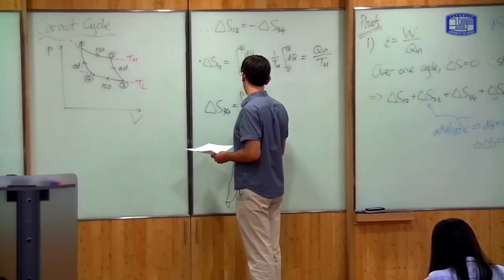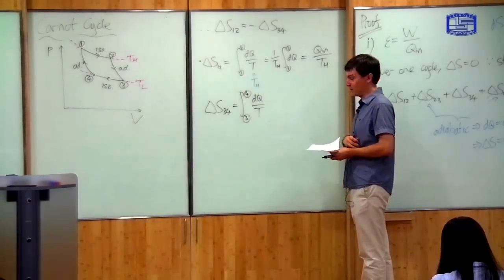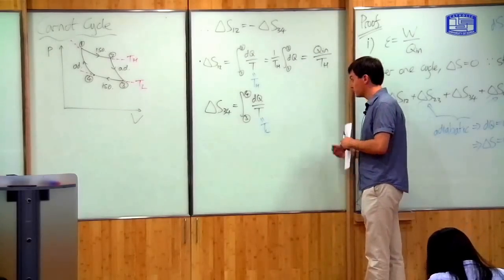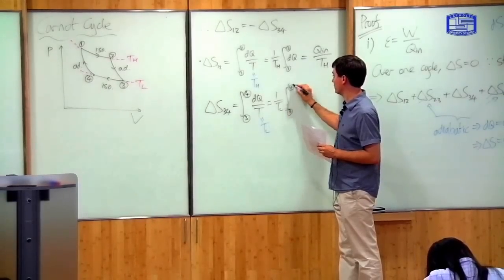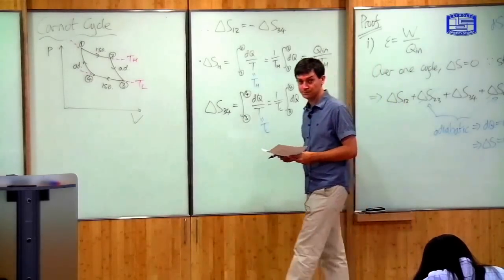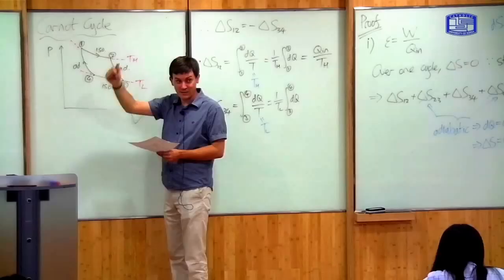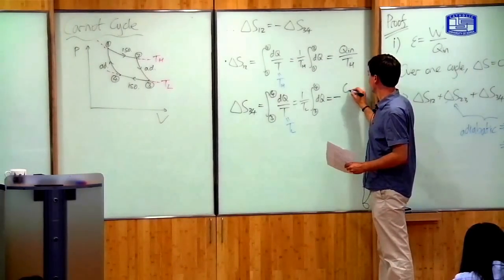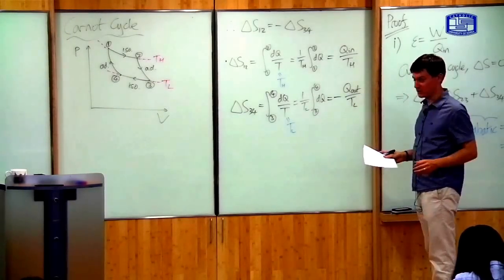As before, it is the integral from 3 to 4 of dq over T. But now we're at the low temperature, so here T is equal to TL, and therefore I can take it out as a constant outside the integral. This is 1 over TL times the integral from 3 to 4 of dq. But as I go from stage 3 to 4, I'm taking heat out of the system. Right? This is an isothermal compression, so I'm taking heat out of the system. Therefore, dq is negative, and this whole thing is equal to minus the heat taken out of the system divided by the temperature, the minimum temperature of the cycle.